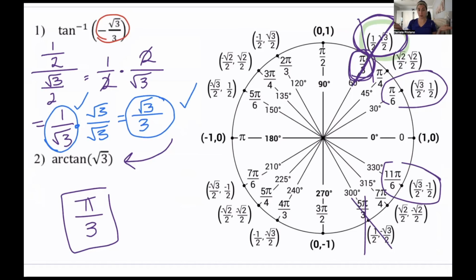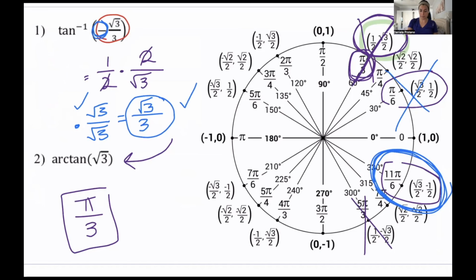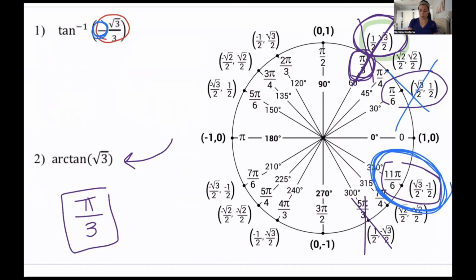But this is positive square root of 3 over 3. We want negative, right? So it looks like, right, a negative divided by a positive, that is a negative. So again, a very common mistake is people would write 11 pi over 6, but unfortunately that is not in the correct restriction. So we did talk about whenever you get a quadrant 4 answer, to find the coterminal angle that puts you in the correct restriction.